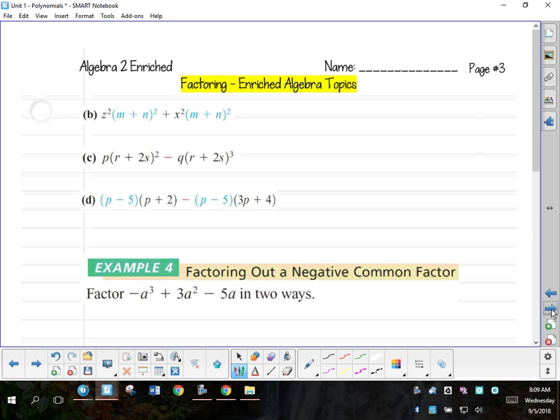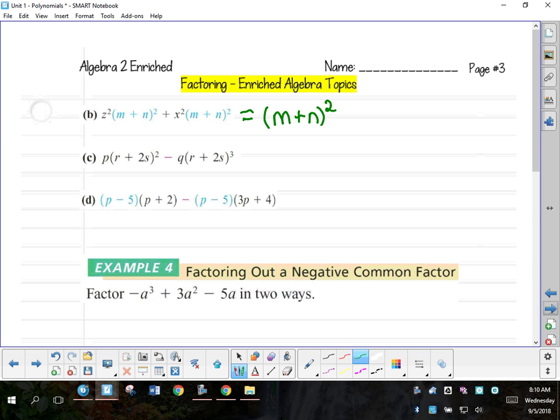Hands up, please, if you can tell me what you think your GCF is going to be in B. A little bit tougher, but I think if you got the other ones, maybe we'll see this one. What can we divide out from both sides of that great big giant binomial? M plus n squared. So the GCF is going to be m plus n squared.